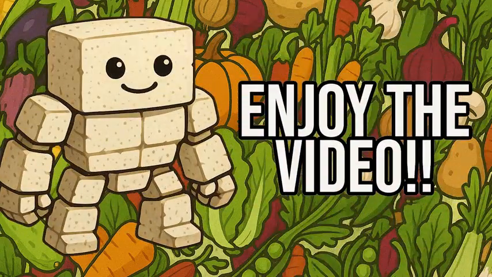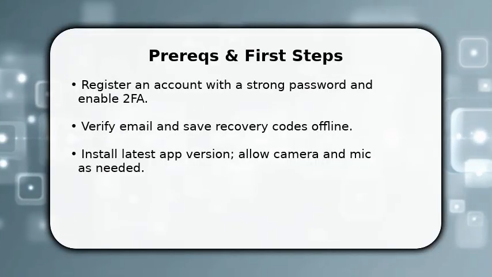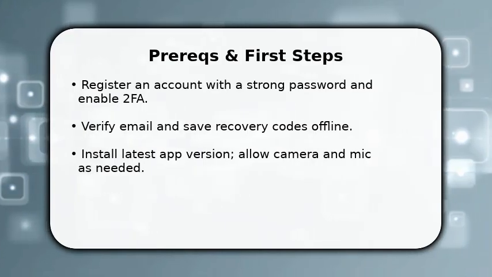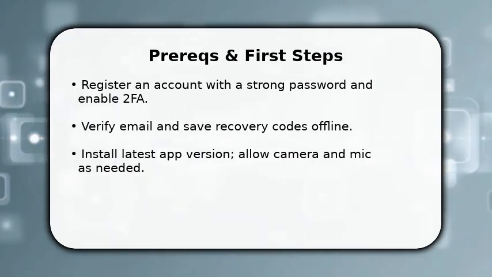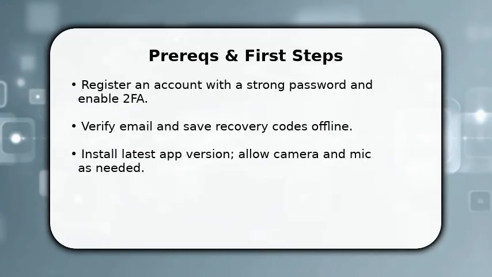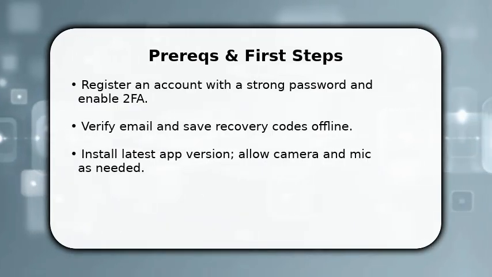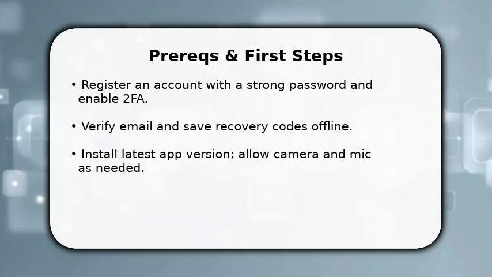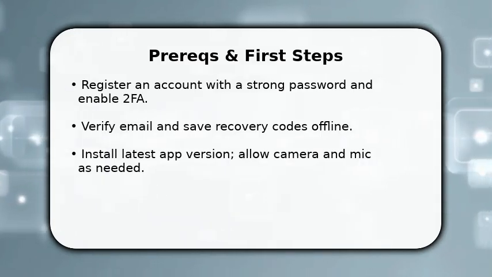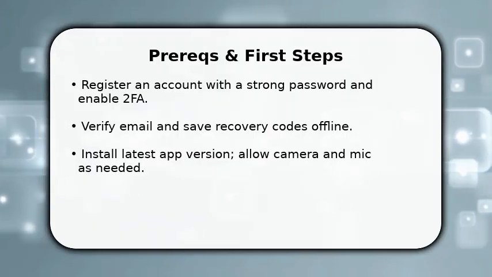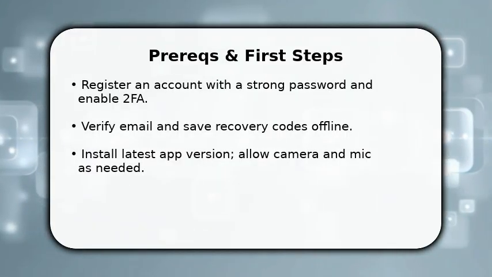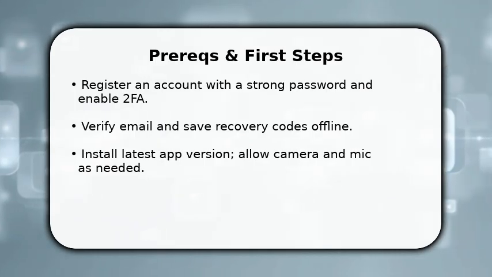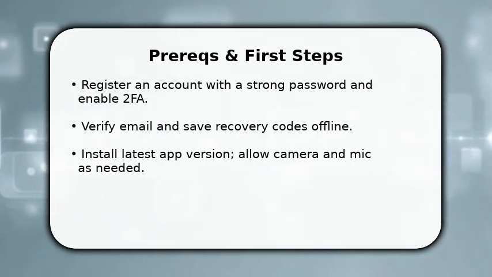Please enjoy the video. You start by confirming prerequisites: a verified account, 2FA active, and the latest app installed. First, sign in and confirm email. This prevents lockouts later. Next, enable two-factor authentication and store recovery codes somewhere safe. Once done, grant only required permissions like camera or mic, and avoid blanket allow for contacts unless necessary.